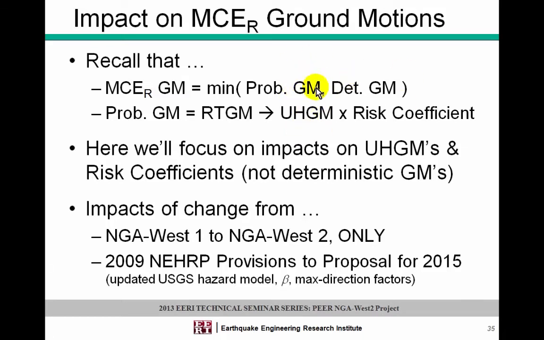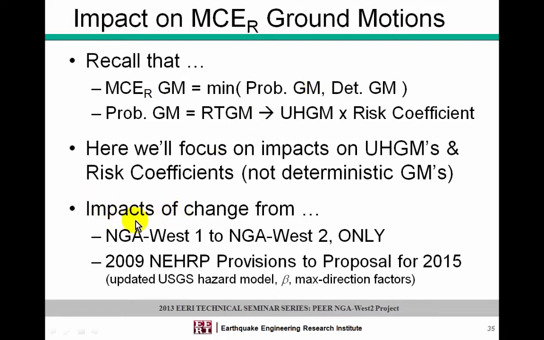And then the impacts of changing from NGA West 1 to NGA West 2 on risk coefficients. I'm not showing impacts on deterministic ground motions here, in part because we're still sorting those out, and the other part is that you're going to see other talks in the afternoon that focus more on the impact on deterministic ground motions. So you'll get that from others.